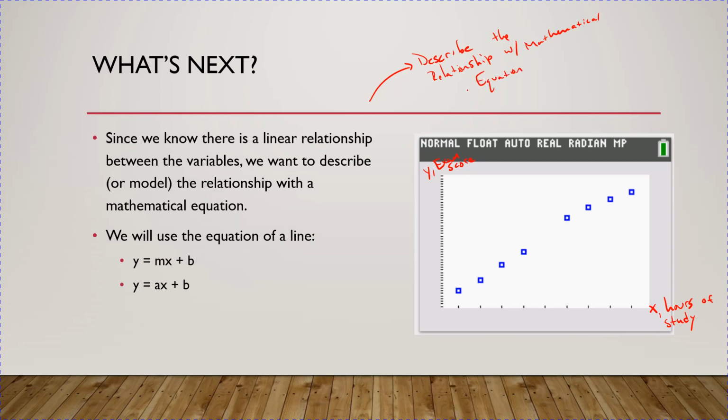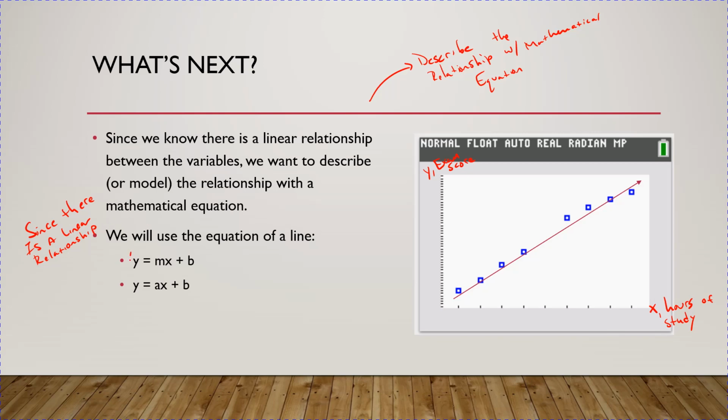And look, since there's a linear relationship, all we're going to do is use the equation of a line. Watch what happens here. I'm going to put over here this straight line, this visual of the equation of the line. And look, that line does a really, really good job modeling the relationship.